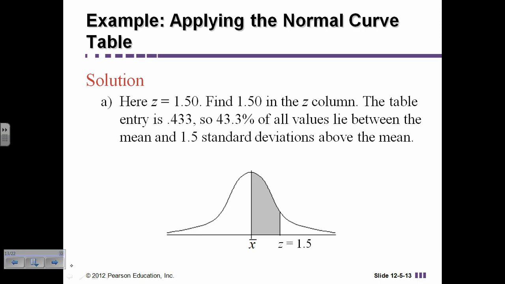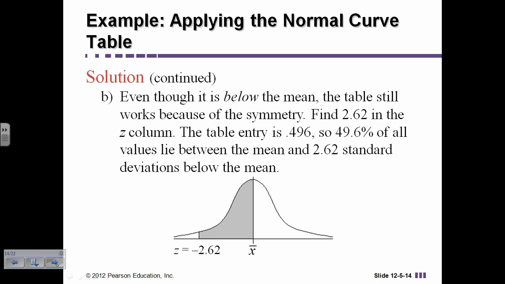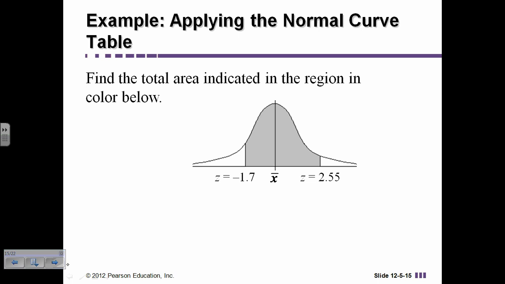Okay, so again, one of the things you've got to keep in mind as you're looking at this is that from the mean to the far right is 50%. So 1.5 standard deviations is close to all of our data to the right. It's 43.3% of the data, which is accurate. Okay, and there's our example with the 2.62.